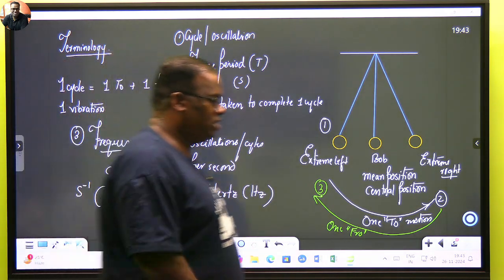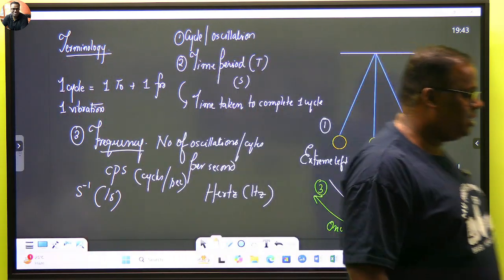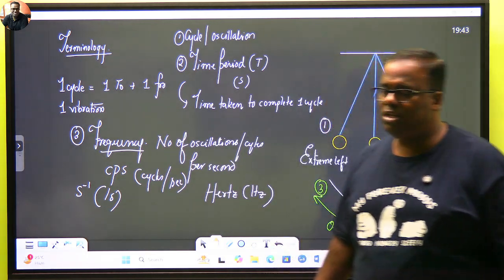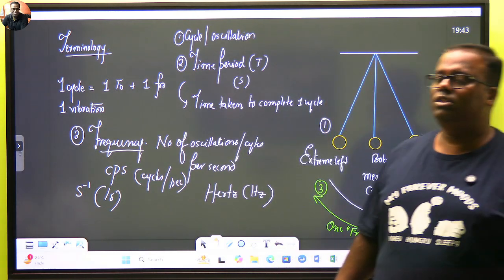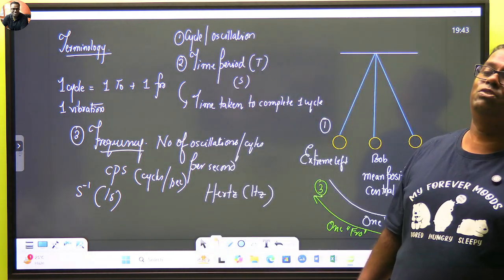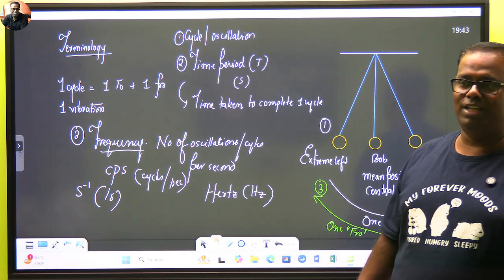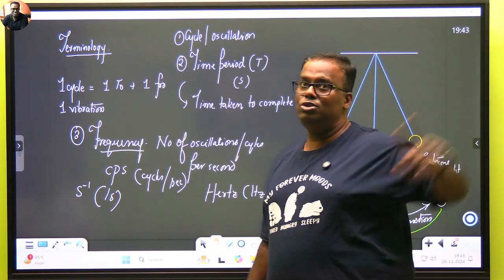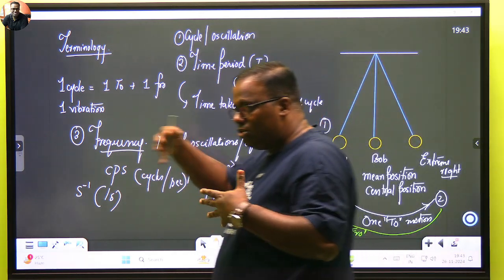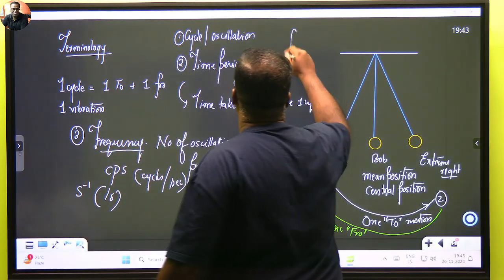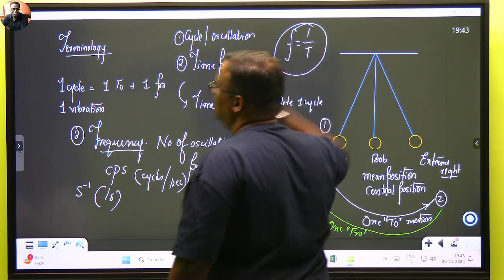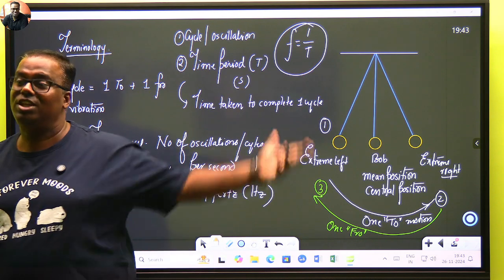So now question comes. The frequency of a pendulum is 2 hertz. What does that mean? In 1 second, the pendulum makes 2 cycles. The time period of a pendulum is 5 seconds. That means the pendulum takes 5 seconds to complete 1 cycle. So based on all these discussions, we will see that frequency is 1 upon time period. Very important expression. Think about it.